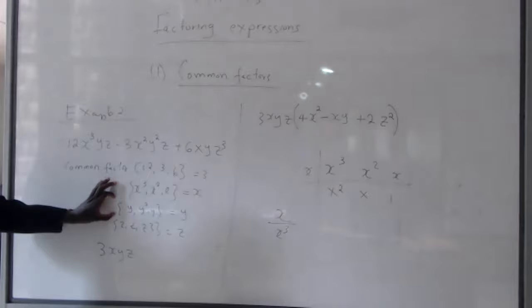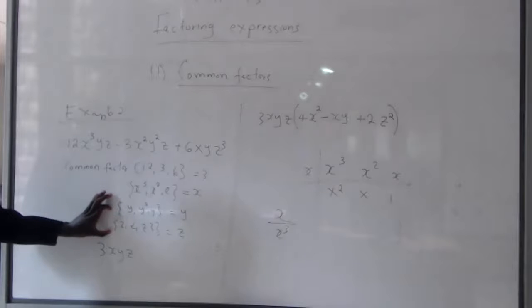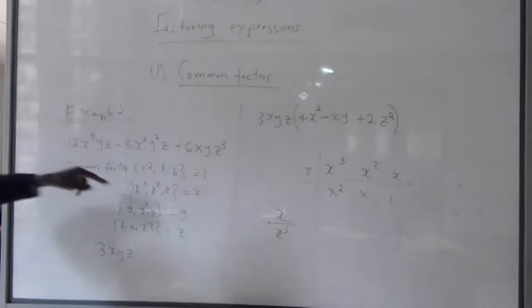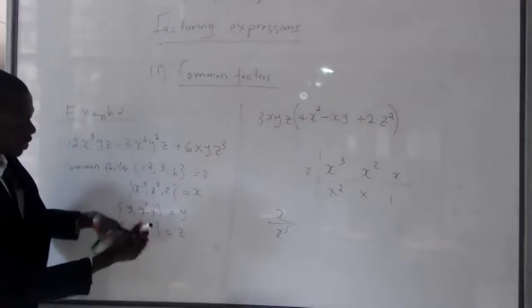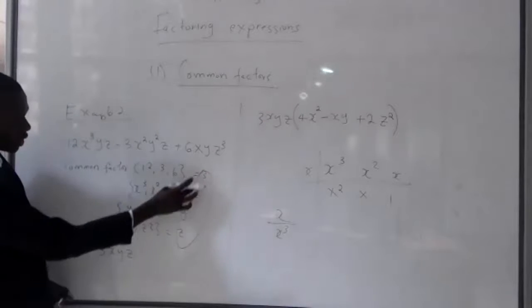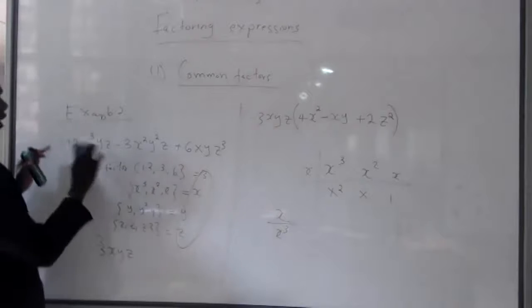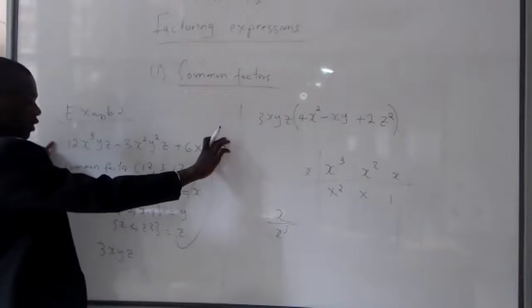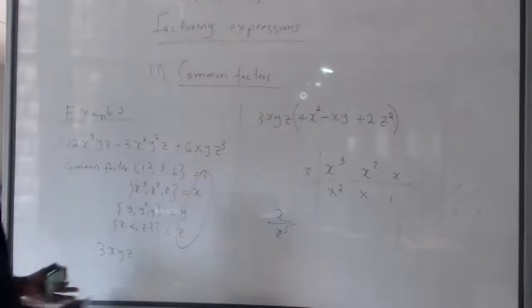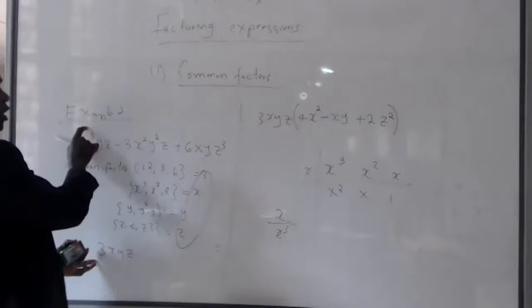You do the same for y and z. And then I'm saying that a common factor for this expression will be the product of your common factors. Take these common factors and multiply them. So we get 3xyz. That will be a common factor for this expression. Then now what you do to factorize, just pull out 3xyz from this expression.